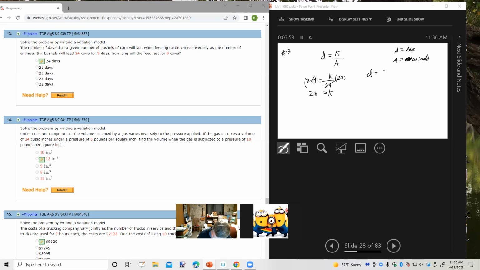So now we've got that, because we put that in place of k up there. All right. How long will the feed last for 9 cows? So 216 divided by 9 is 24. 24 days.